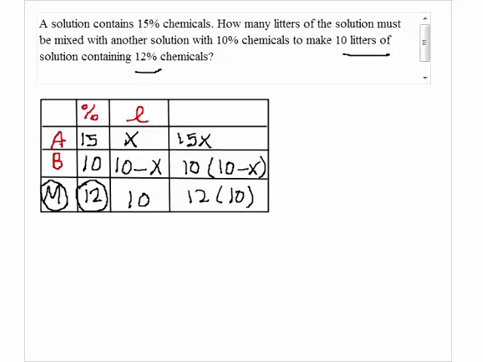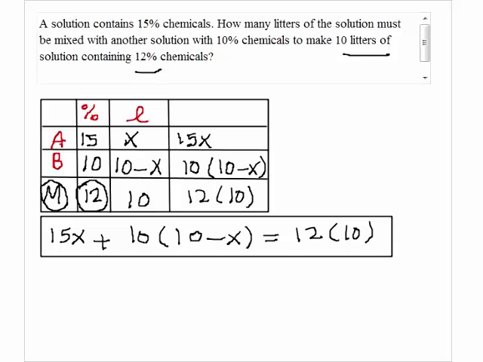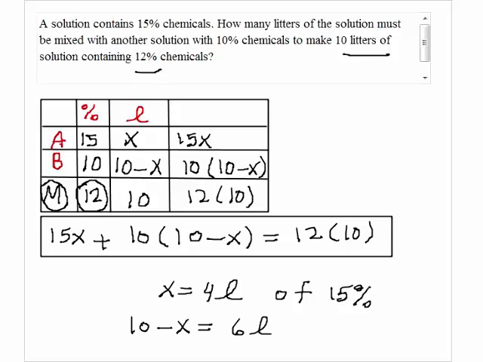Okay, let's go ahead and write down the equation now. 15X, that would be from solution 1, added to 10 times 10 minus X, is equal to 12 times 10. When we solve for X, we would get X is equal to 4 liters, and that would be 4 liters of 15%. And then the rest would be 10 minus X, which is equal to 6 liters. Don't forget to put the units of 10%.